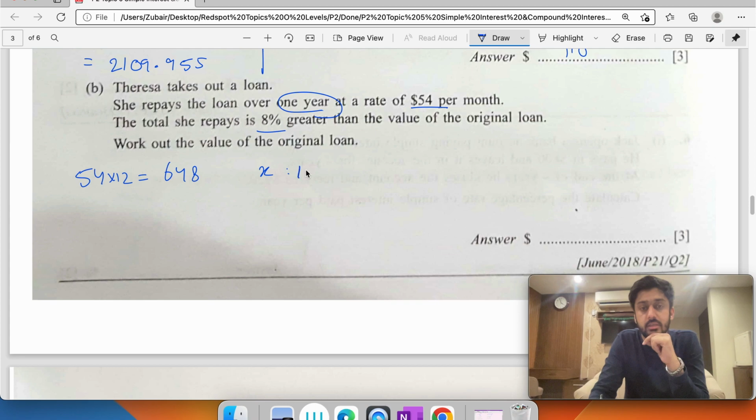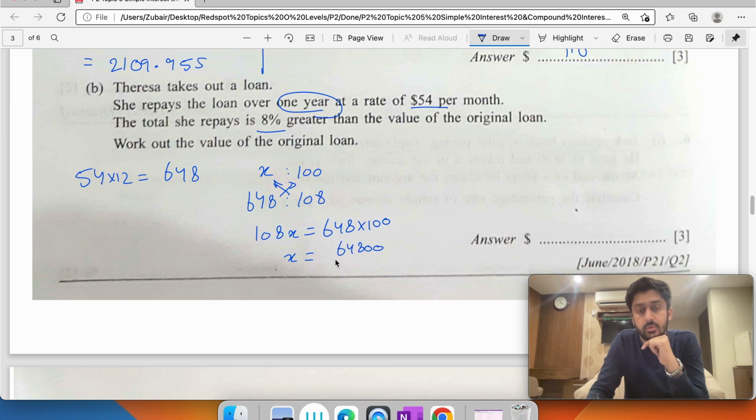Original was X and it was 100%. New is 648 and it is 8% greater. Cross multiply. 108x is equal to 648 times 100. X is equal to 64800 by 108.